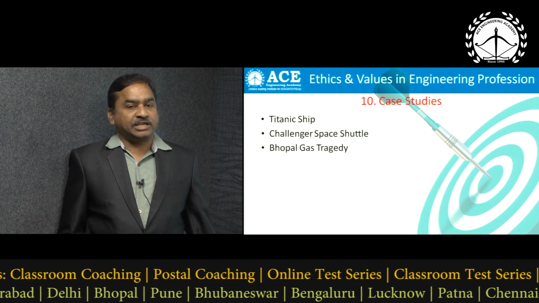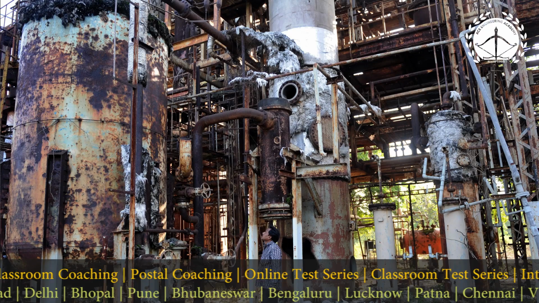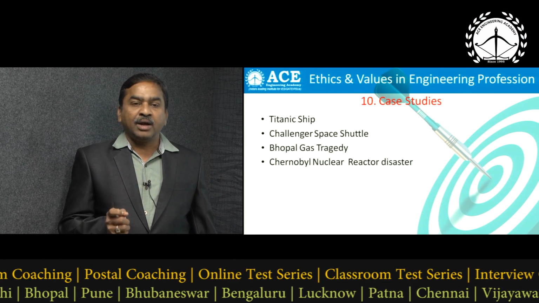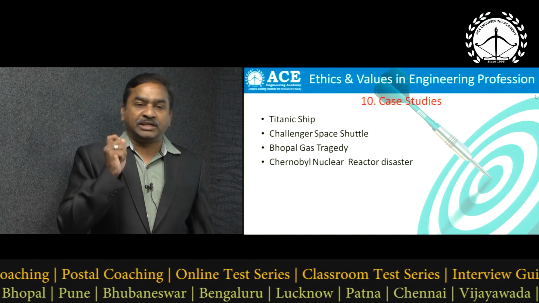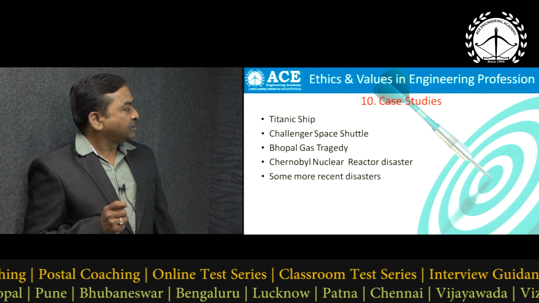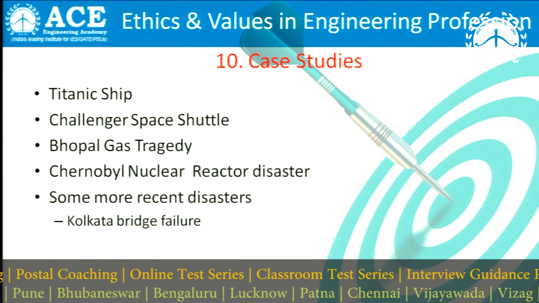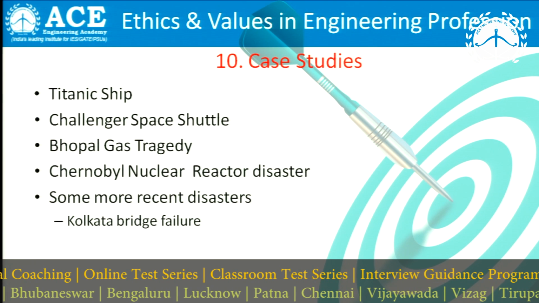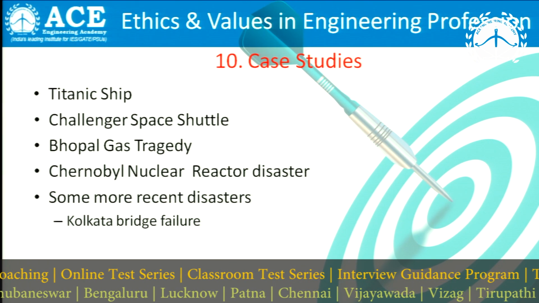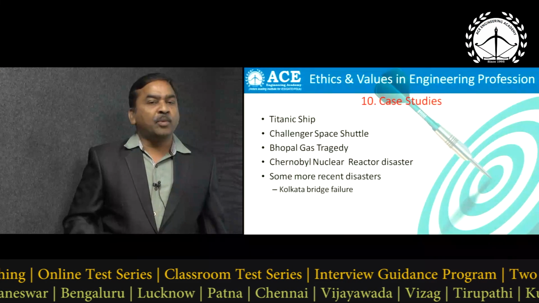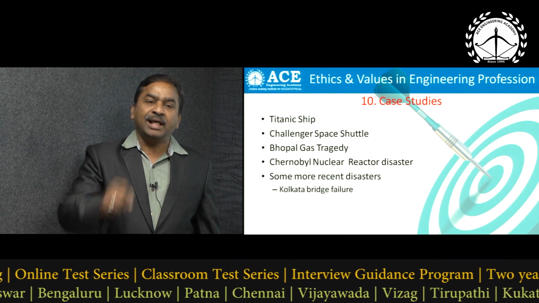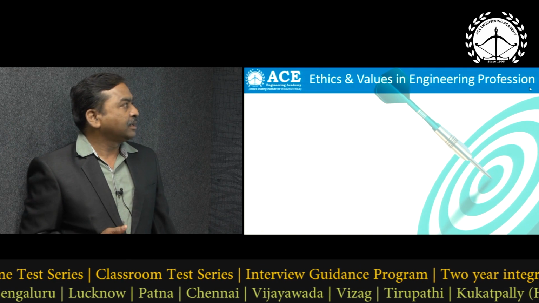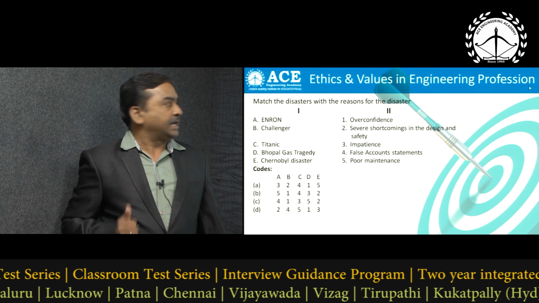The third one, the Bhopal gas tragedy, a typical example of negligence and maintenance-related problems. The fourth one, the Chernobyl nuclear reactor, which grossly miscalculated the timings of safety. And some more recent disasters: the Kolkata bridge failure very recently, which is under investigation, and about a couple of years ago there was a metro bridge collapse in Delhi. About 10 years ago there was a bridge collapse in Hyderabad, Amirpet. All the inquiries are in progress. We will see a question regarding the reasons for disasters here.